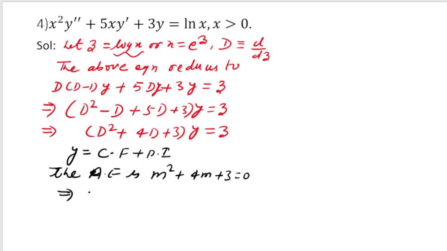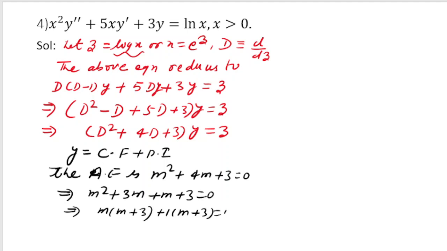So I factorize it. I will write m square plus 3m plus m plus 3 equals 0. Here I will take m common, I will write m plus 3. I will take 1 common, I will write m plus 3. We are very smart, we can do it very easily. So (m plus 3) into (m plus 1) equals 0. So m is equal to minus 3 and minus 1.